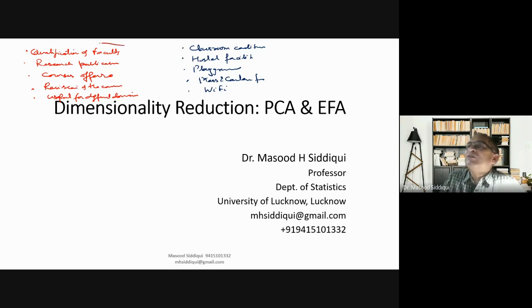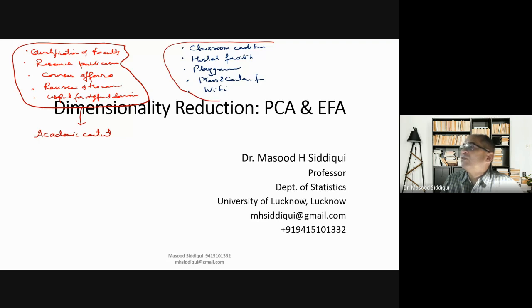Now, if we observe these variables or these features, what impression do we get, meaning what are we examining here? We are actually examining something that is known as academic content or academic quality of that institution. And if we observe these other features or variables, what we are examining is something related to infrastructure content. Isn't it? Right?